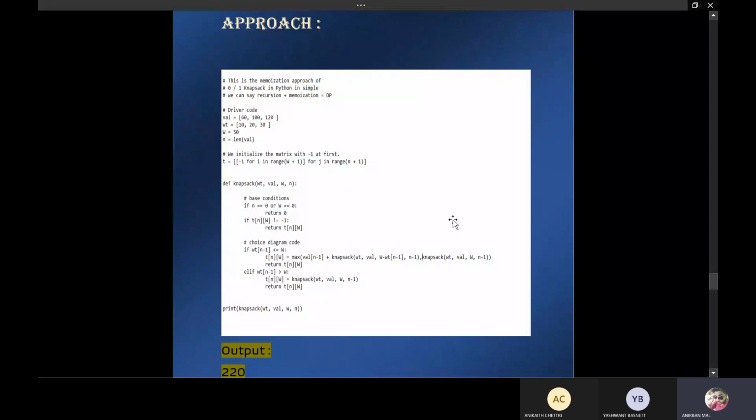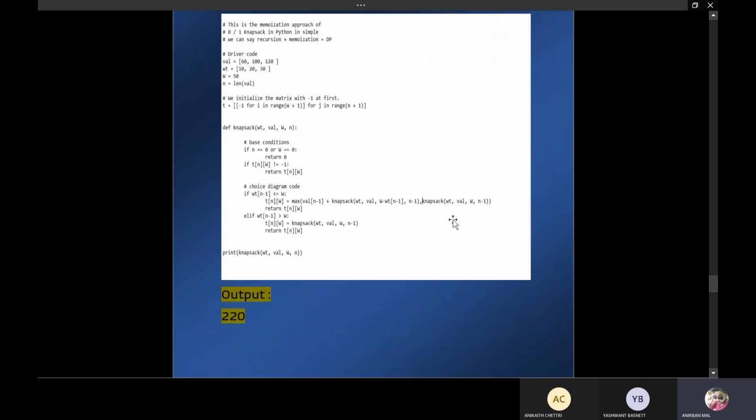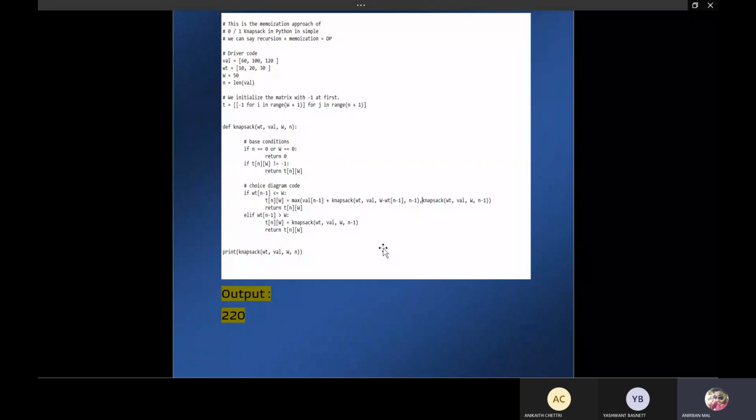n. Then we provide a base condition: if n is equal to 0 or w is equal to 0, then return 0. Else if t[n][w] is not equal to -1, then we return the value t[n][w]. Then we have a choice diagram code. If wt[n-1] is less than or equal to w, then t[n][w] is equal to the maximum of val[n-1] plus knapsack(wt, val, w - wt[n-1], n-1), and the other value knapsack(wt, val, w, n-1). Therefore, it will return the maximum out of it.